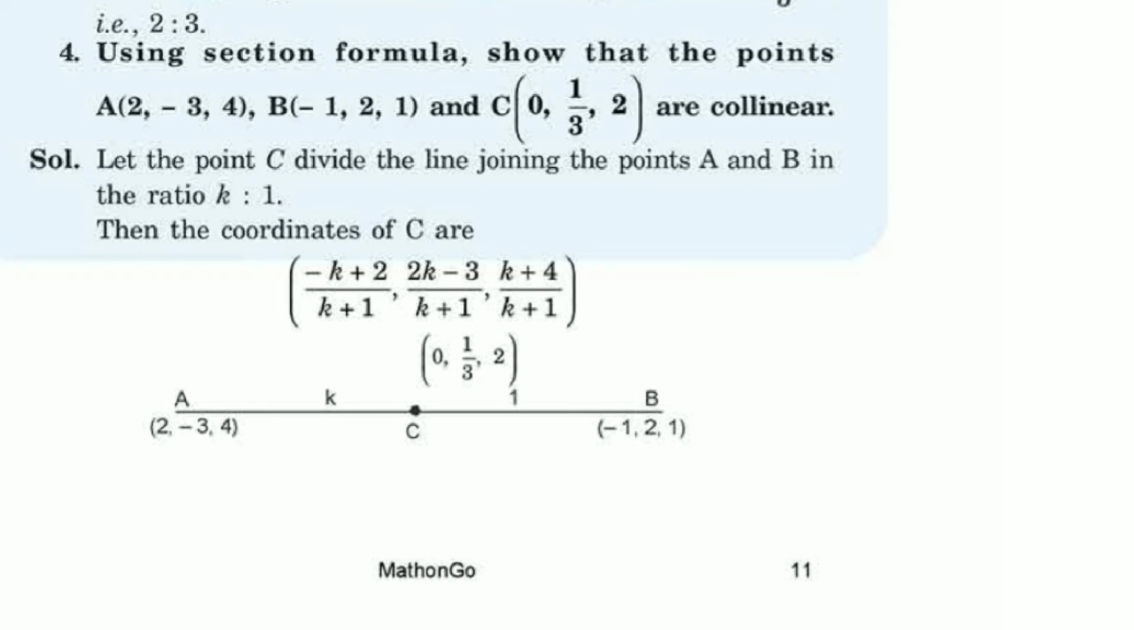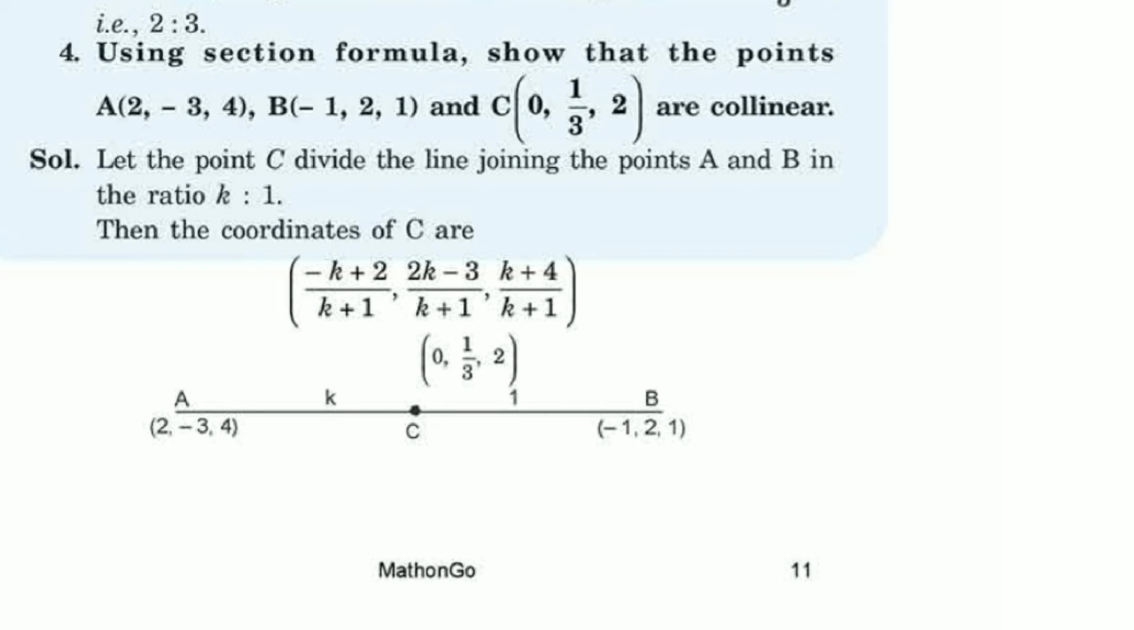Sum of 2 sides equals the third side, we show. But here they are not asking for the distance formula. They are asking us to use the section formula. So what is the procedure? For this, we take any one of the points out of A, B, C. Let us take the point C.